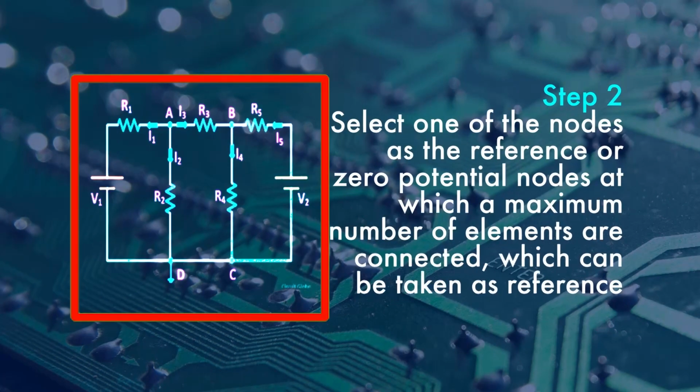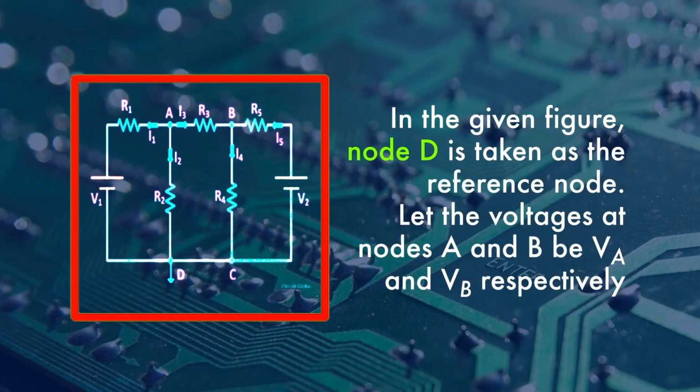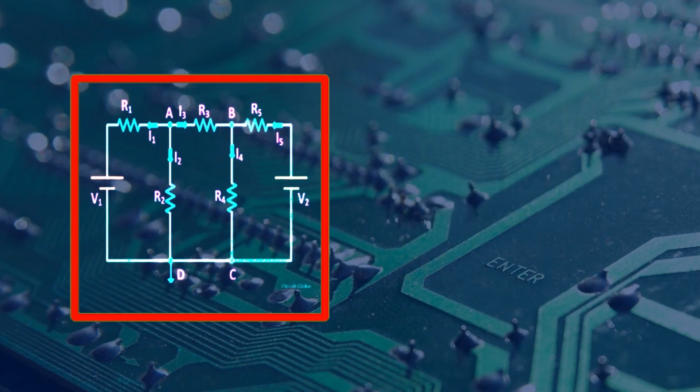Step 2 is to select one of the nodes as a reference or zero potential node, at which a maximum number of elements are connected, which can be taken as a reference node. In the given figure, node D is taken as the reference node. Now let the voltages at nodes A and B be V suffix A and V suffix B respectively.